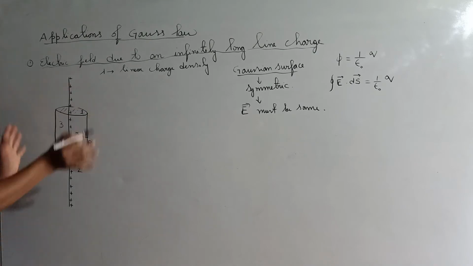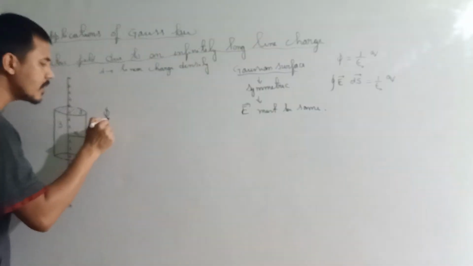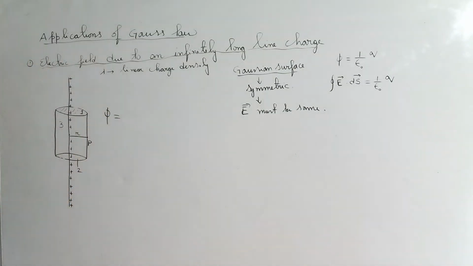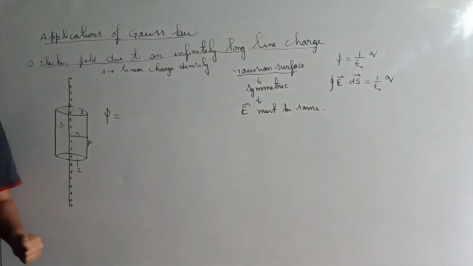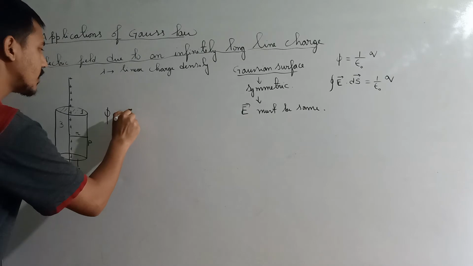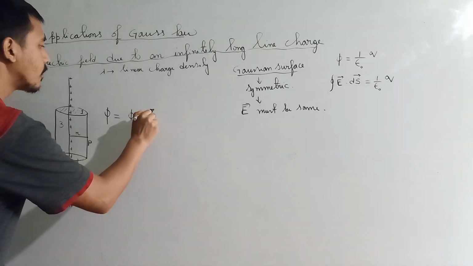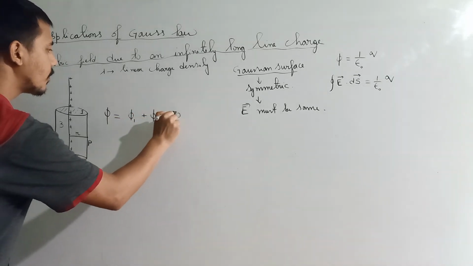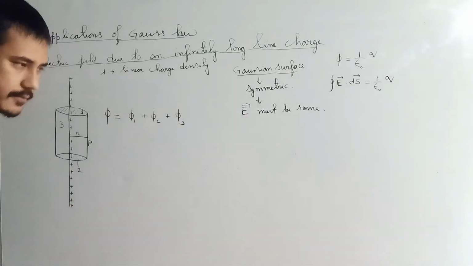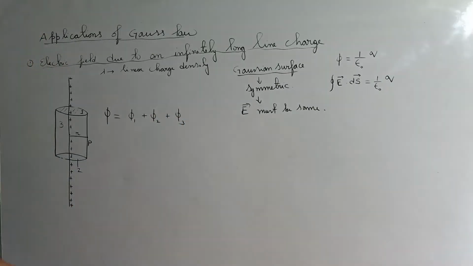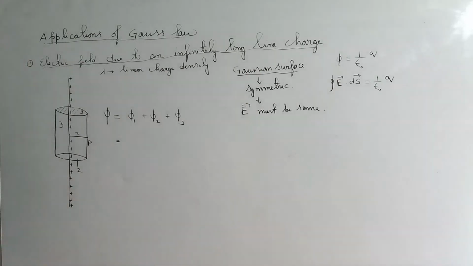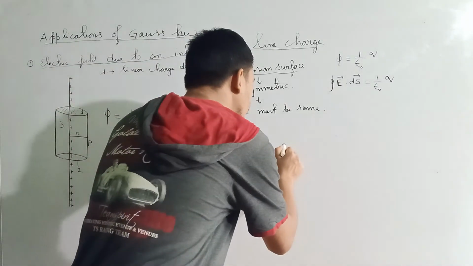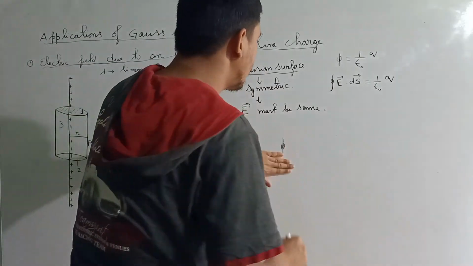So the total electric flux over this entire Gaussian surface will be the sum of the electric flux over surface 1, over surface 2, as well as over surface 3. So that will be phi 1 plus phi 2 plus phi 3. Correct? Yes. According to the definition, what does phi mean?